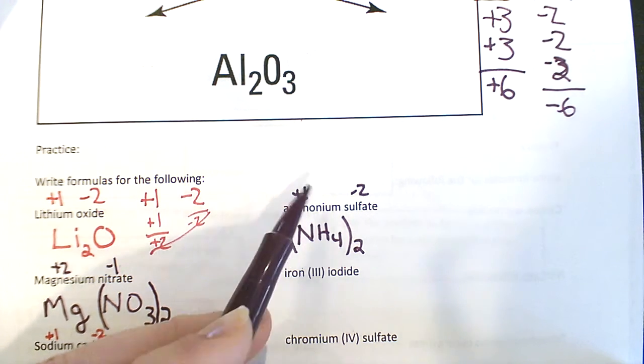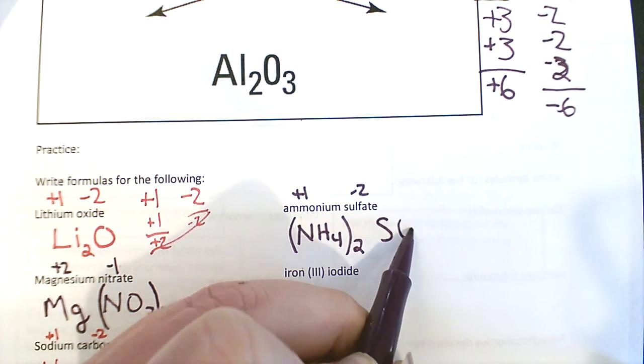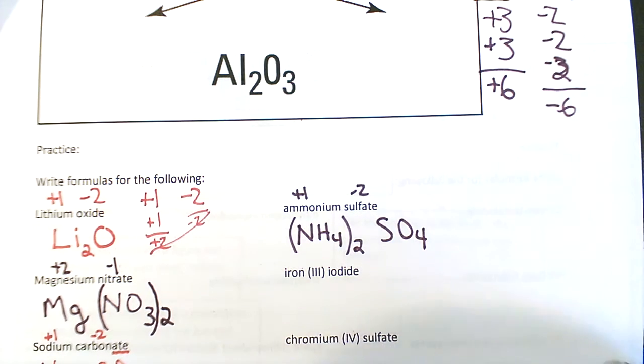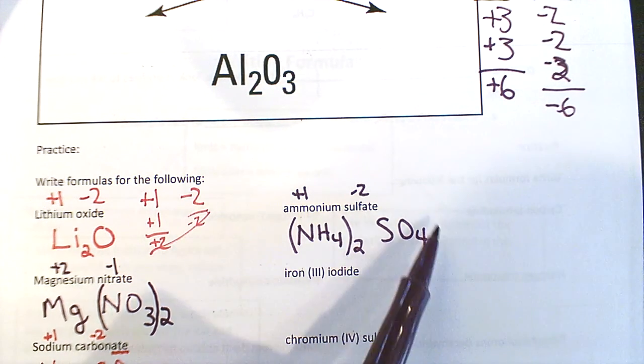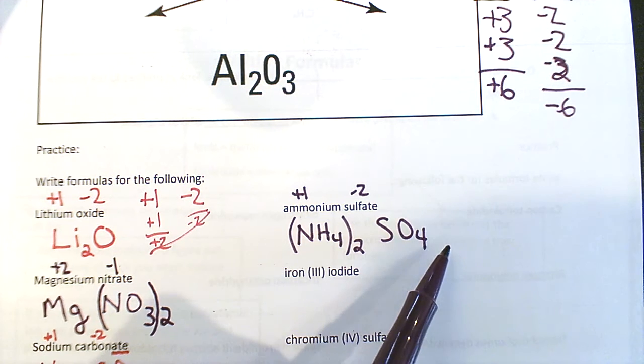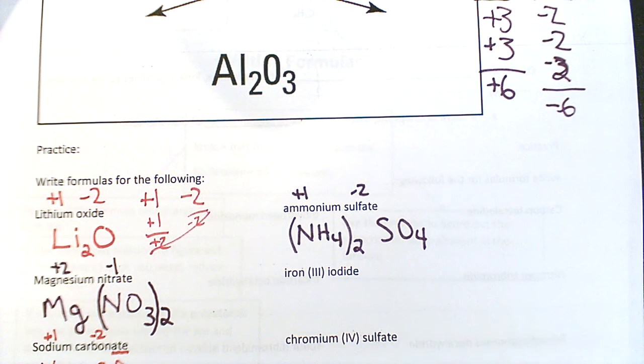Okay, and this 1 means I just need 1 sulfate, so I write SO4, that's the formula for sulfate. Okay, I don't need any parentheses for this one, because I don't need to put any subscripts out here. I don't need more than 1 sulfate.